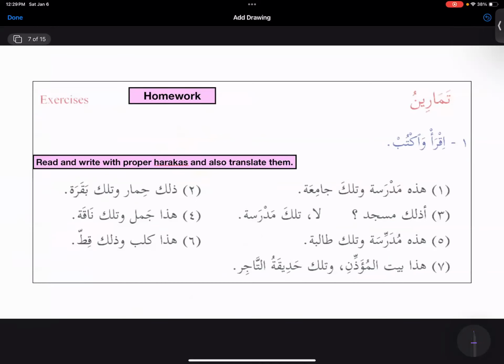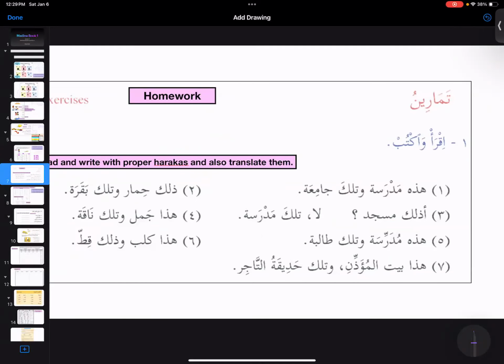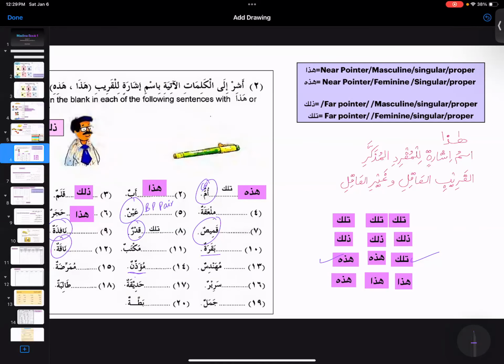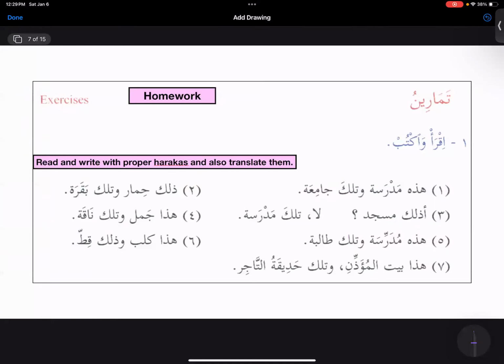Now, the rest, inshallah, you guys are going to do as homework. Okay? And when I say the rest, it doesn't mean the whole thing you are going to do as homework. That was just to show you how to do it. Okay? Now, it says read and write with proper haraka and also translate them. So let's see if we can put proper haraka on them.